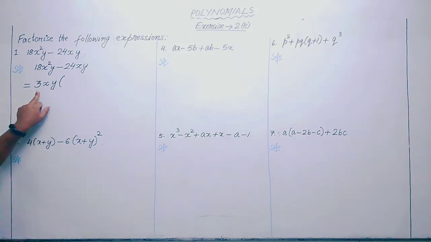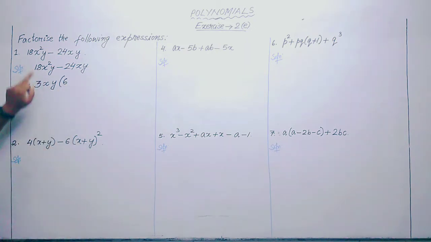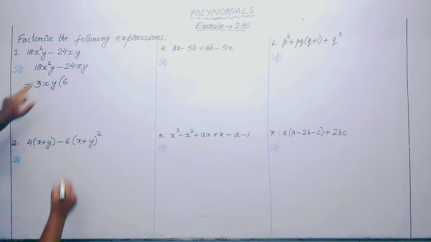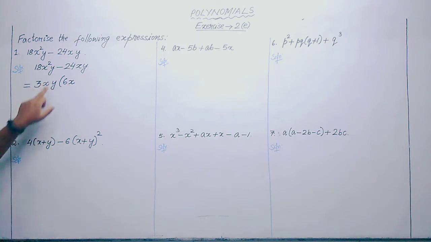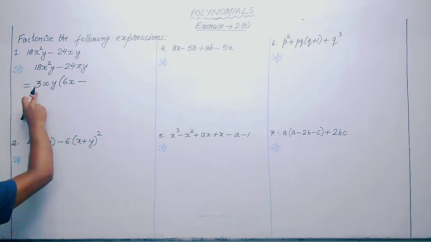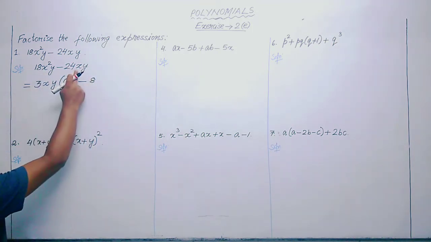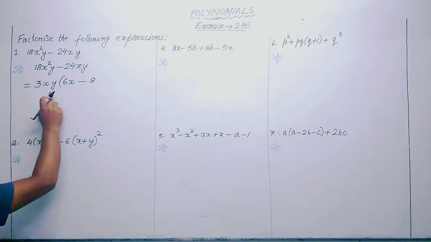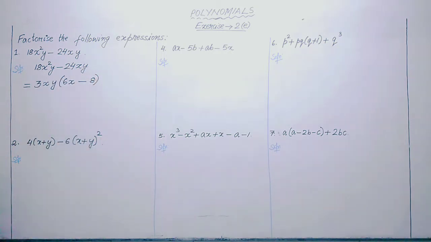Now, 3 times how much is 18? 3 6s are 18. x into what is x square? x into x is x square. Now, y is already outside, no need to write down y. Minus. Again, 3 8s are 24. x, 1 x is already outside. y, 1 y is already outside. So, no need to write. So, this is your answer.